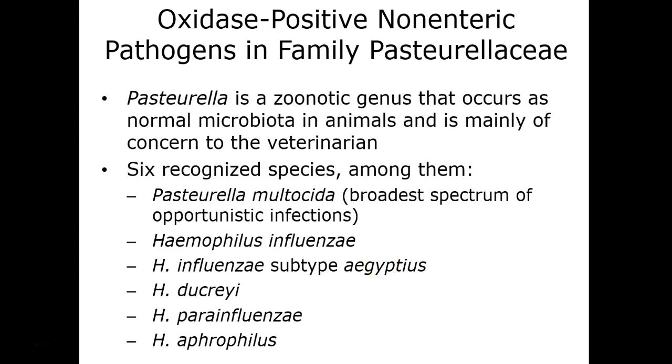We're going to talk about the oxidase positive organisms now. The first one being Pasteurella multocida, is a zoonotic microbe from animals. And there are 6 species that are most common in this group. Obviously, Pasteurella multocida, which is the largest of the opportunistic infections. But then we also have several that fit into this genus Haemophilus. Haemophilus influenzae, which is probably the most common one that we see there. We will talk about some of these other ones today as well.